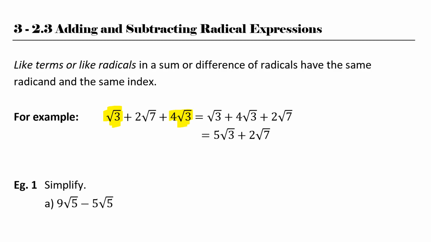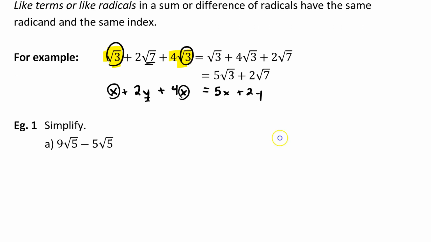If I were to just use variables, I would say x plus 2y plus 4x. Our root 3 is like our x, and our root 7 is like our y. I would get the final answer of 1x plus 4x equals 5x plus 2y. Just like here, we have 5 root 3 plus 2 root 7. So whenever you see square roots or cubed roots or whatever, think of those as variables.